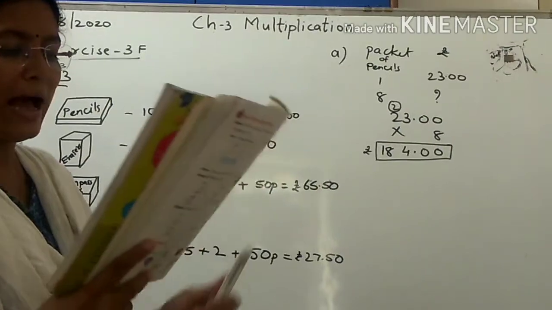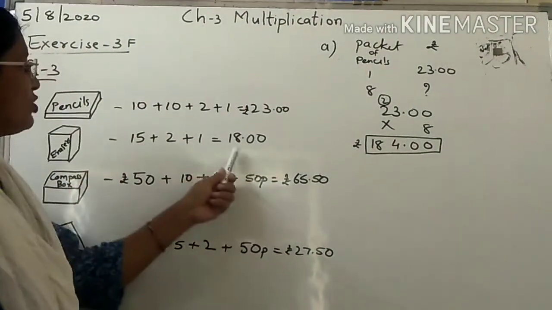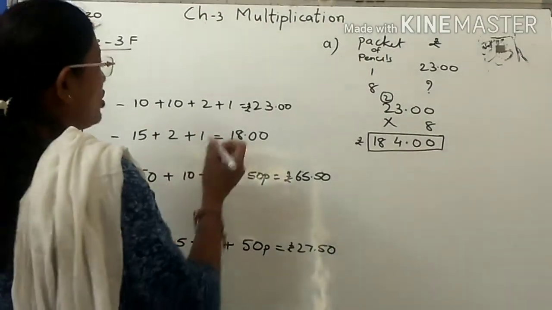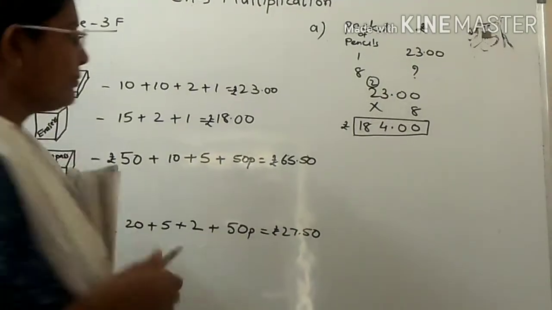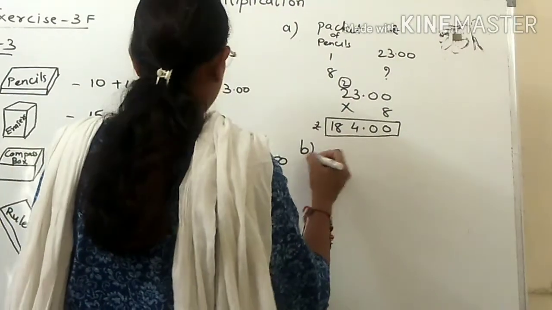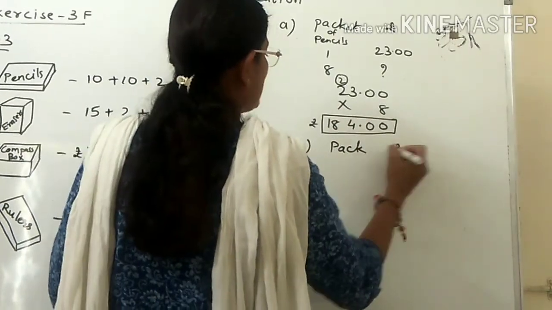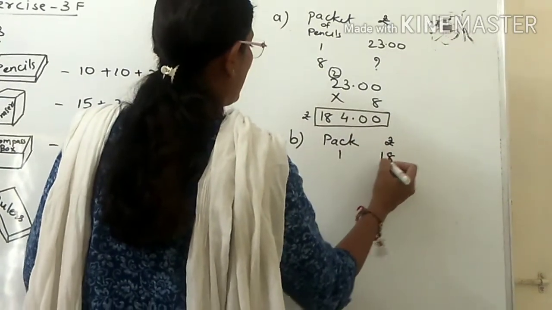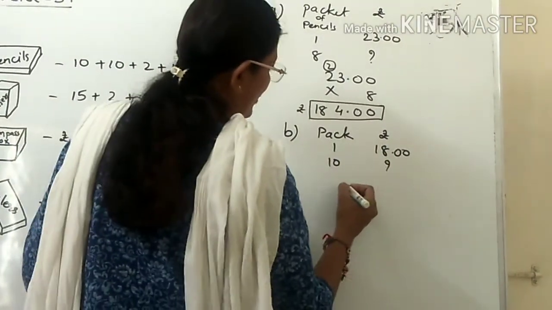Next is number B. How much will it cost to mail 1 packet of eraser? 1 packet of eraser will cost rupees 18. That we have found out, right? Then what about 10 packets? So again what you will do here is write packet of eraser and rupees. 1 packet is 18 rupees. 10 of how many?